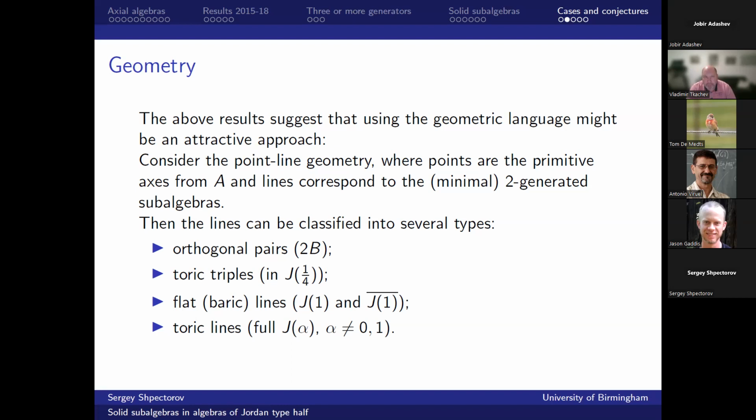Right, and if we want to use this geometry, we probably need to know what kind of planes we can have. And that comes from the subalgebras which are 3-generated and which are 4-generated. Once we understand 3- and 4-generated, maybe we can develop a geometric point of view for this, and maybe it will help to classify them.